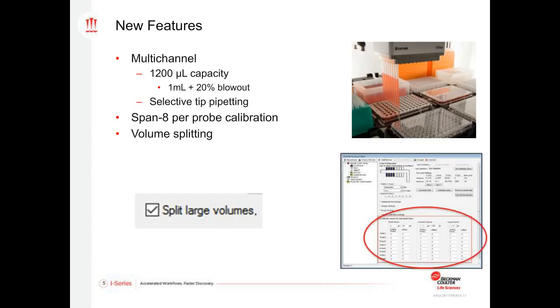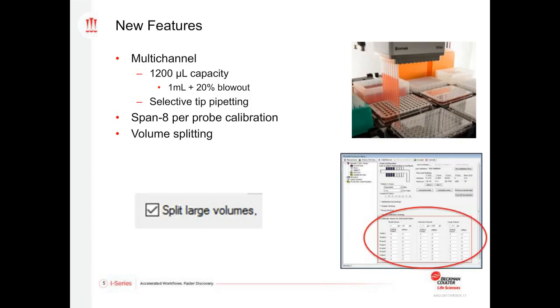On the Span-8 side, we now have per-probe calibration. So obviously we know there may be some slight inherent differences between the pumps, and so this really enables you to dial in the accuracy at the low end as needed. Having the ability to calibrate each probe can really provide some of that additional precision.